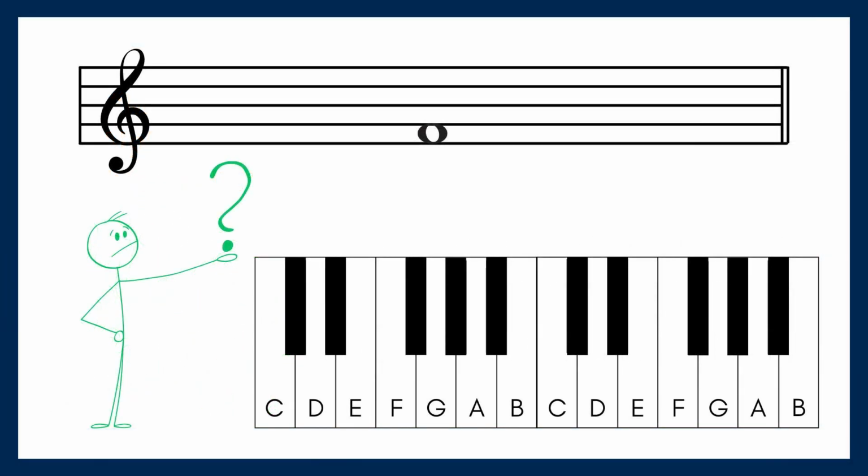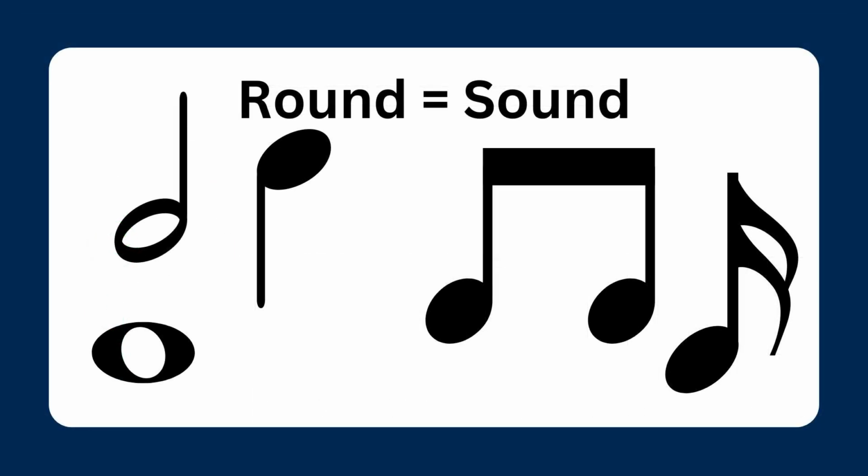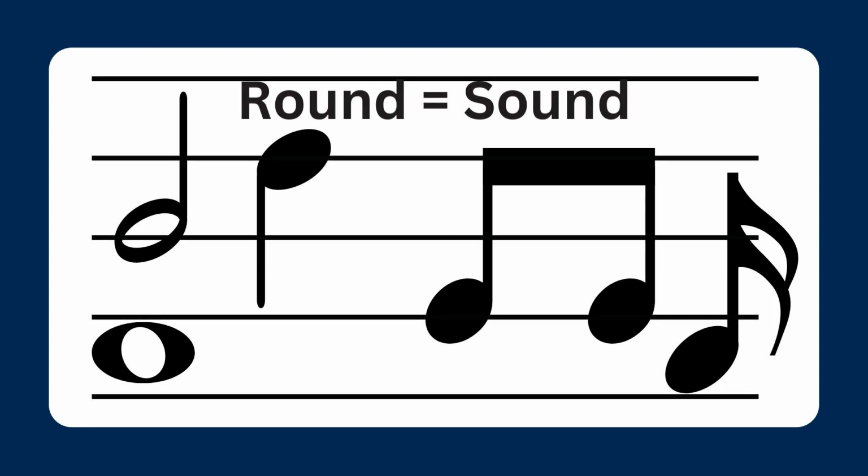We write music notation or notes on the music staff. The vertical placement lets us know what pitch we are to use. It is also important to remember that if it is round, it makes a sound. The round part of the note will show which line or space the note is placed.